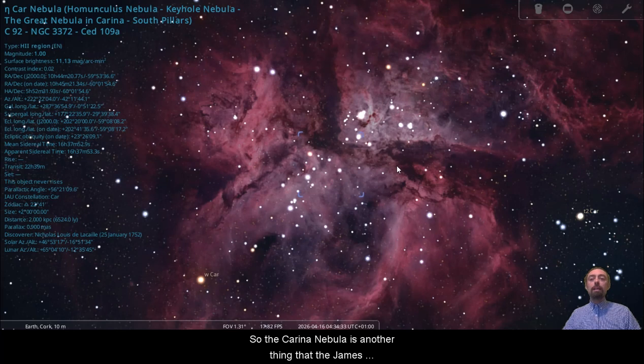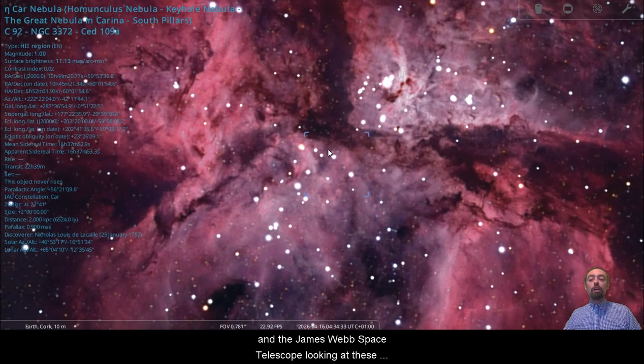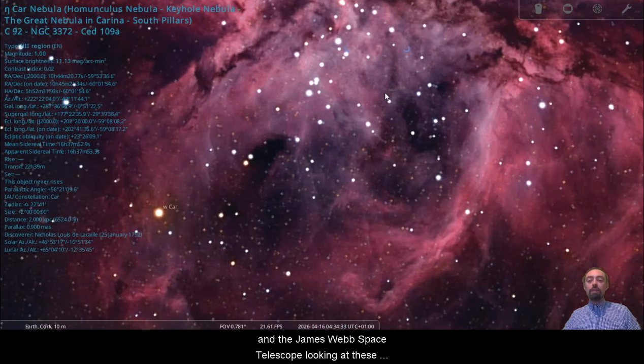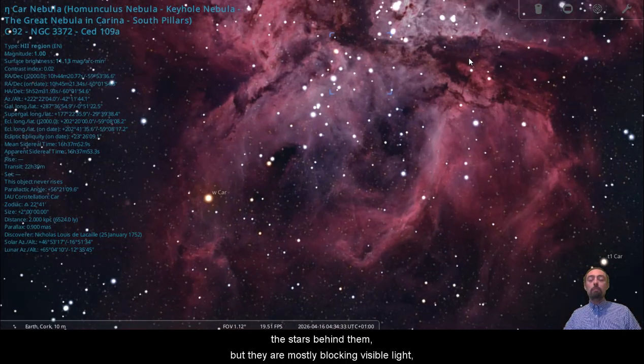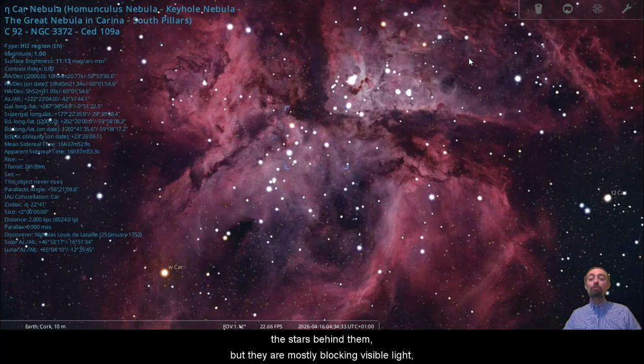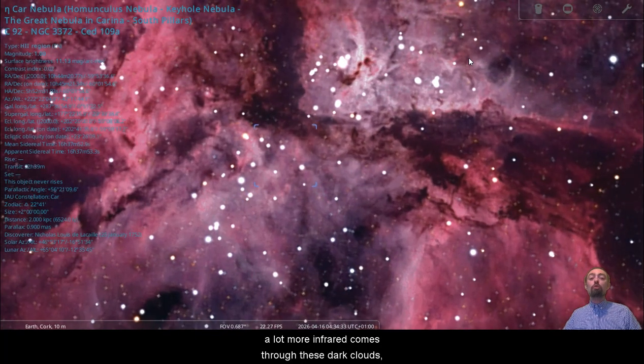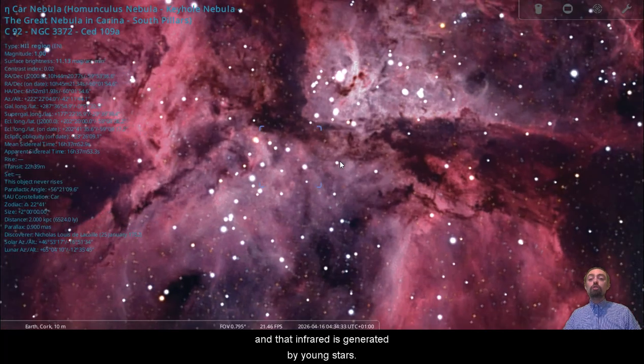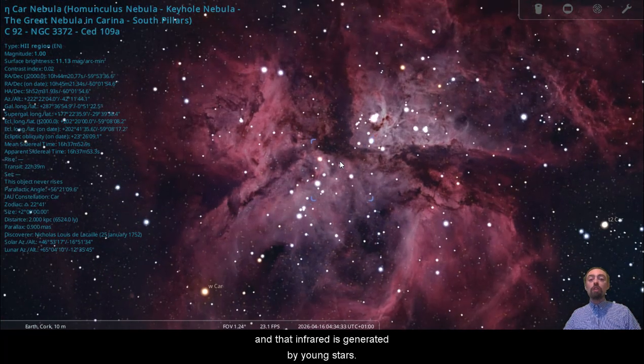So the Carina Nebula is another thing that the James Webb Space Telescope targeted. Looking at these dark regions of gas, where we're not seeing any stars, they're not holes in space where there are no stars. Those are clouds of dark gas that are blocking the light of the stars behind them, but they are mostly blocking visible light. A lot more infrared comes through these dark clouds, and that infrared is generated by young stars.